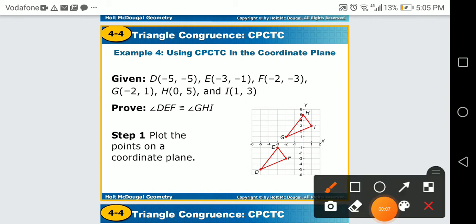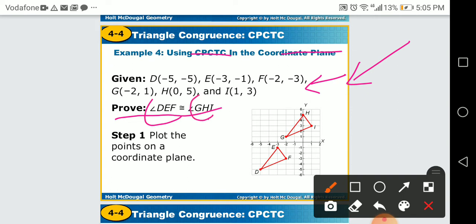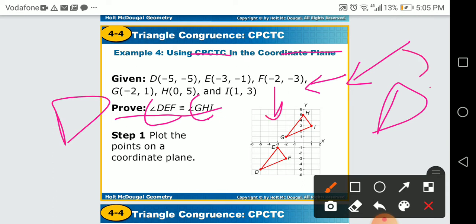Okay, so if he asks you here in this example, use the CPCTC in the coordinate plane. And he asks you to prove that angle DEF is congruent to angle GHI. He gives you some points, and if he gives you some points and asks you about the angles, I have to draw the triangles. Where should I draw the triangles? In the coordinate plane. So the first step is to draw the triangles on the coordinate plane by using the points given here.